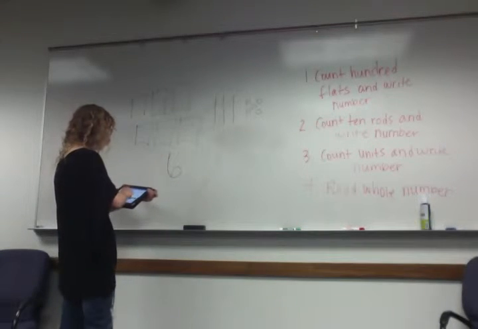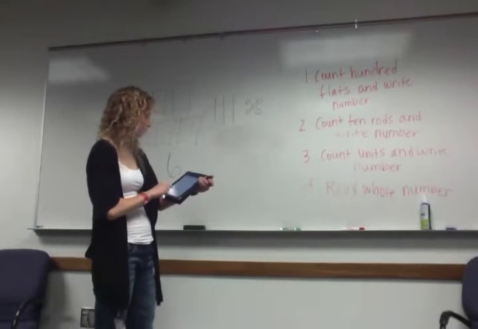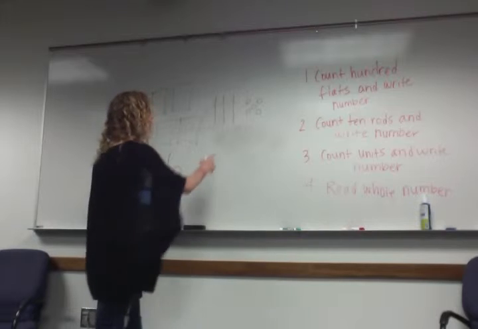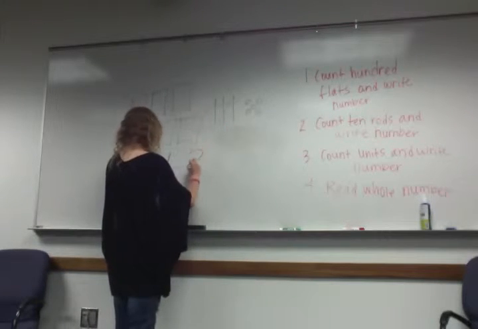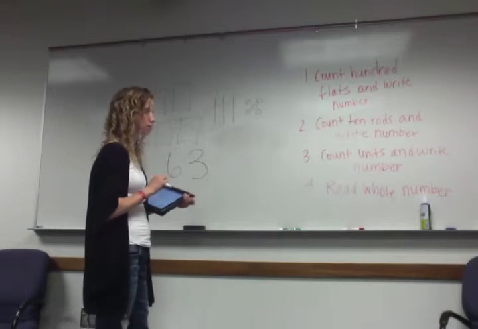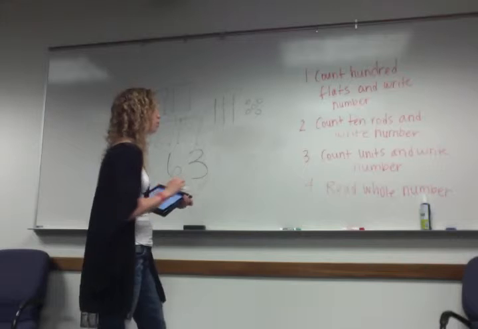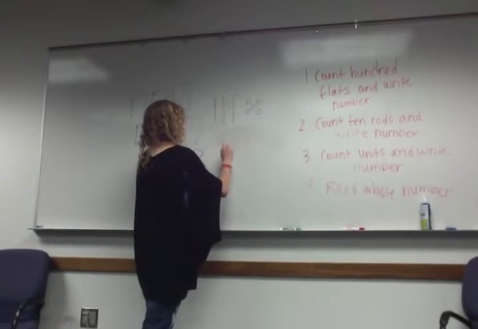What's the next step? Count 10 rods and write the number. You got it. Let's count. 1, 2, 3. So we count it and then we write. What's the third step? Count the units and write the number. Perfect. Let's count the units. 1, 2, 3, 4, 5. And then we write the number.